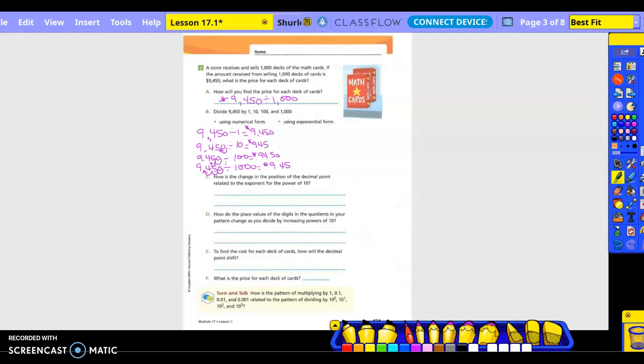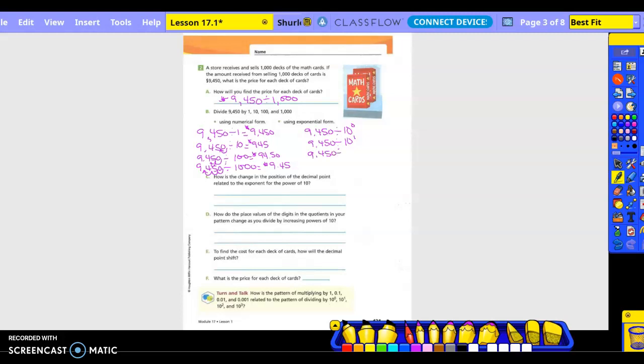Okay, now they want this in exponential form. So basically, we would just say 9,450 divided by 10 to what power? 0, right? Because then that just makes it 1. 9,450 divided by 10. What is that in exponential form? 10 to the first power. Because how many zeros are there, guys? 1. Okay.